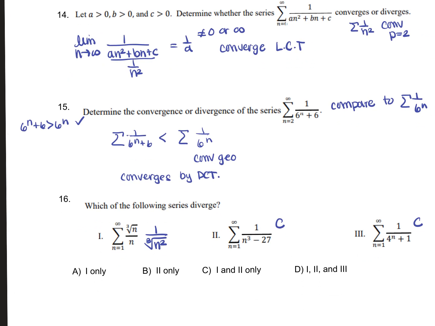I think the hardest thing when you first start this section is trying to figure out what to compare it to. But again, go back to the p-series, the geometric, the nth term test. This looks most like geometric, so I'm going to compare it to a convergent geometric. That inequality is true, so it also converges by DCT. The p-series diverges. I would compare this to 1 over n cubed, which converges, so therefore it will converge. I would compare this to 1 over 4 to the n, a geometric, which converges, so therefore it would converge. So only the first one diverges, so A.